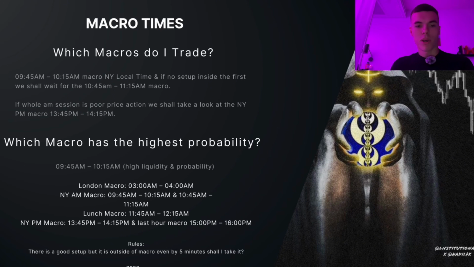There is a good setup, but it is outside of macro, even by 5 minutes. Shall I take it? The answer is no, you can. I've seen many other traders take it and obviously be profitable as well. I don't personally take a trade outside of macro. There are so many opportunities inside of macro, so it just makes sense to capitalize inside rather than outside. So I always stick to my set of rules where I don't trade outside of macro, and there are so many macros that you can pick to trade.